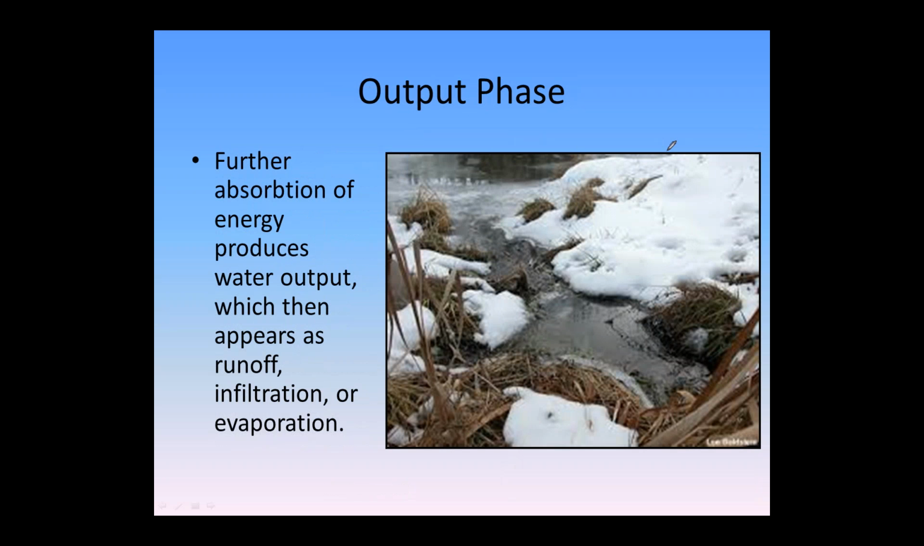And then finally we move to the output phase. Further absorption of energy produces water output, which then appears as runoff, melting water into the streams and lakes and rivers. Infiltration, which is basically just a fancy term for it soaks into the ground. Or evaporation, the water runs out across the surface of the snowpack. It's a windy day, it evaporates. Those are the 3 main ways that the water is removed from the snowpack. So again, remember, warming phase, ripening phase, output phase. Those are the 3 main phases of how the snow basically melts and goes away.